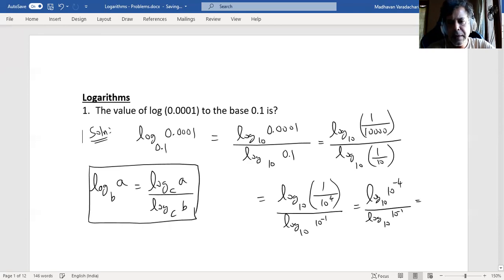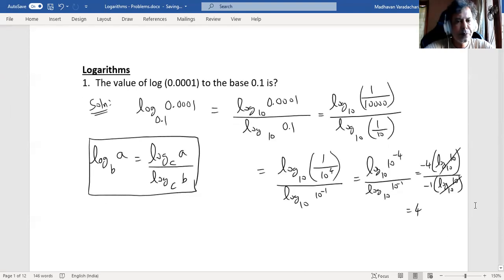Now this can be written, using the power rule, as minus 4 times log 10 to the base 10, divided by minus 1 times log 10 to the base 10. So this gets cancelled with this. You have minus 4 by minus 1, which is 4. So the answer for this is 4. That is one way of doing it. There is another way also.